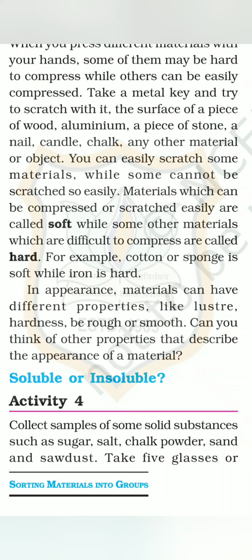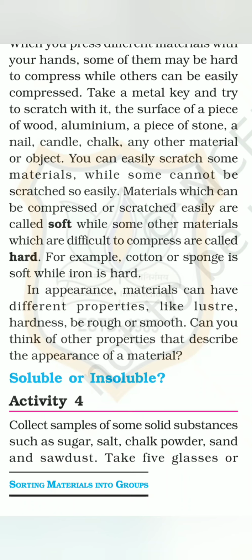Materials which can be compressed or scratched easily are called soft, while other materials which are difficult to compress are called hard. For example, cotton or a sponge is soft, but iron is hard. It cannot get compressed easily.